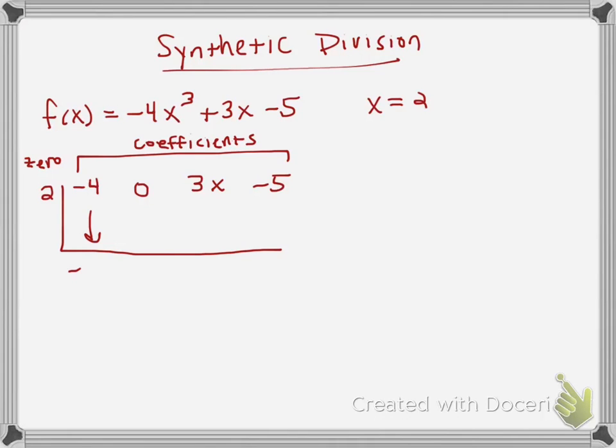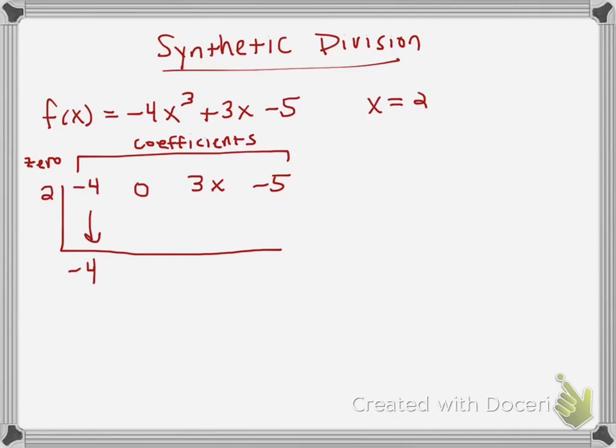All right, first thing you have to do is drop that negative 4. That's the first value that we're going to start with. Now, this is going to be a repeat. Outside numbers get multiplied. Inside numbers get added. So multiply, then add. Multiply, then add. We want to get down to where we've exhausted all options, and we want to see if our remainder is going to be 0.